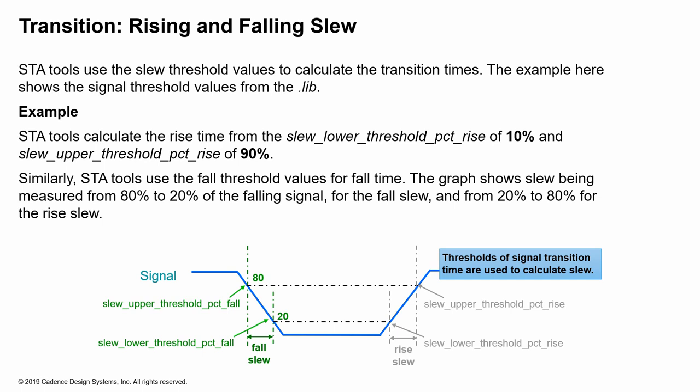So in this graph, we see that the fall slew is calculated from 80% to 20% of the falling signal, and the rise slew is calculated from 20% to 80%. So the thresholds of signal calculation time are used to calculate slew.